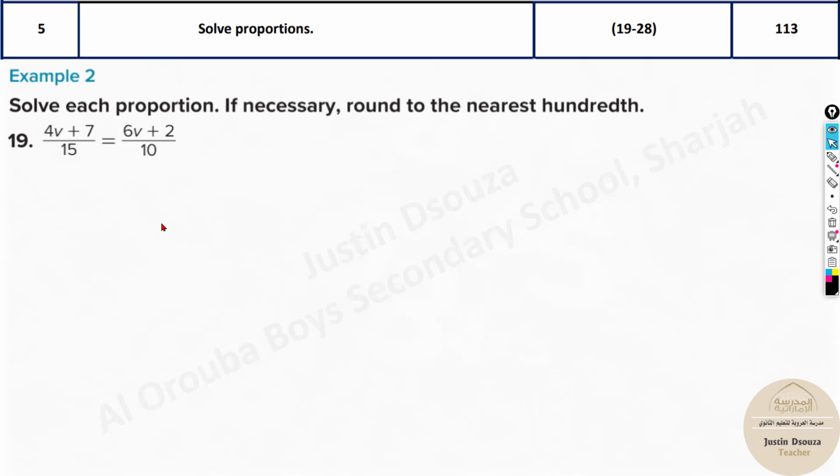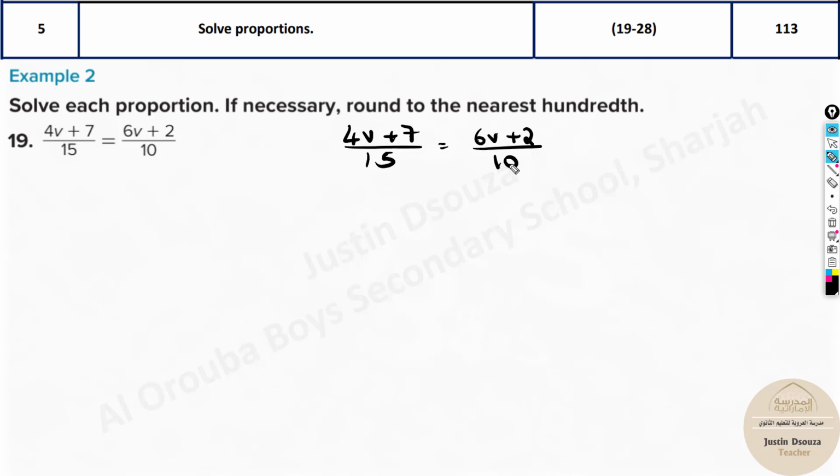How would we start solving this? Look, the above terms are together. Now I will just draw the graphs over here. See, this term and this term are together, this and this are together, and this below term can be easily multiplied, or cross multiplied. So now what we do is I'll write it out over here. 4v plus 7 divided by 15 equals 6v plus 2.